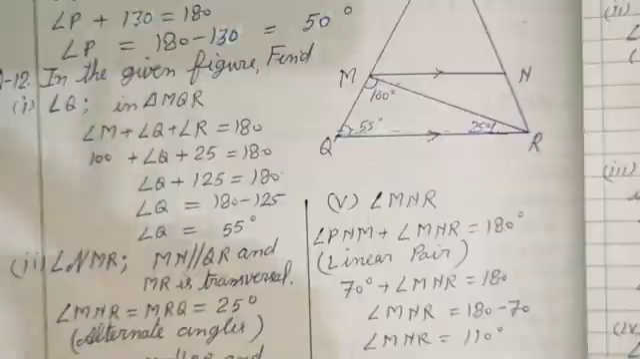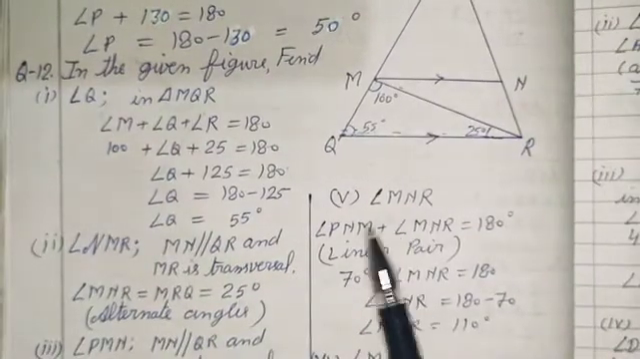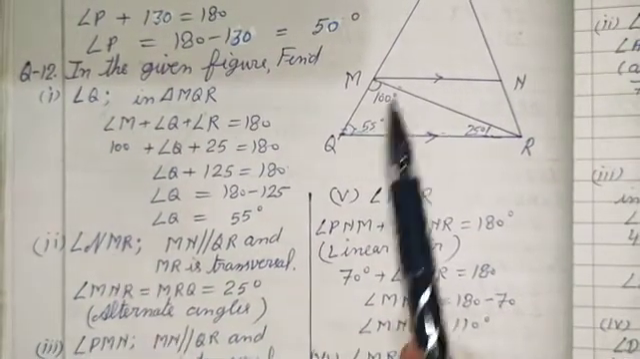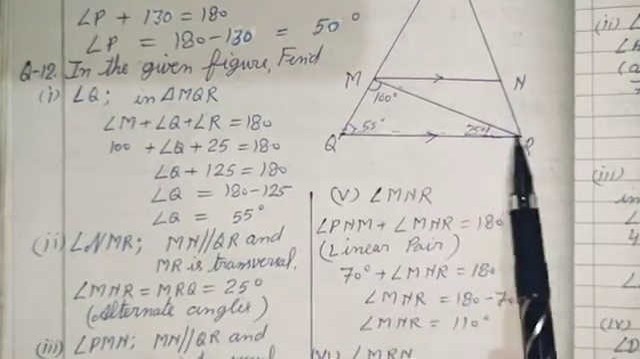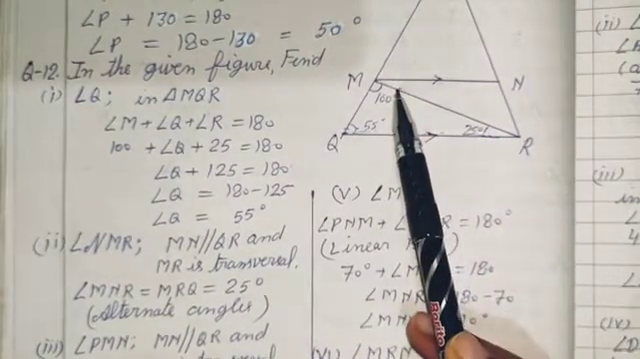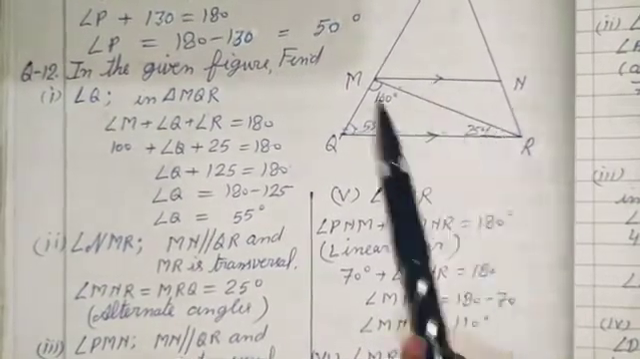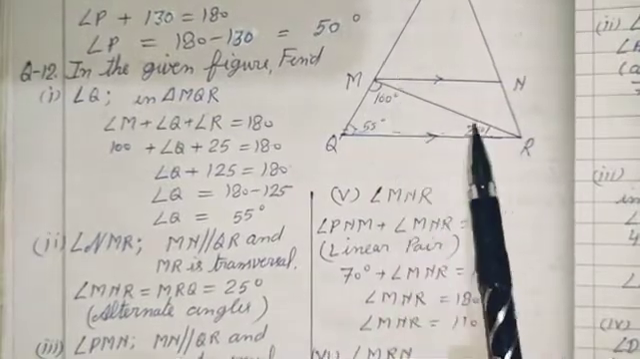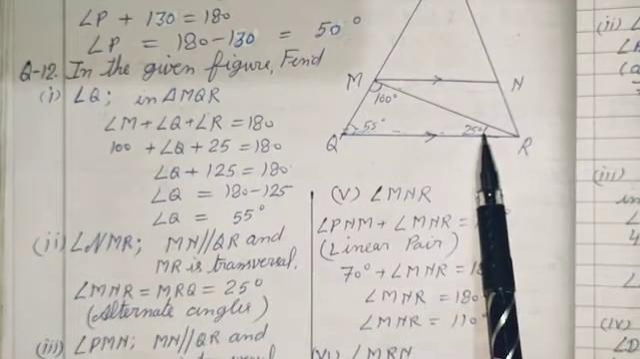Second point, angle NMR. It is given that MN is parallel to QR and we have to find this angle here. Since these two lines are parallel, this is the transversal. So this angle and this angle will be alternate angles.